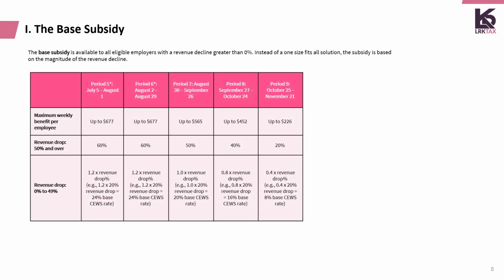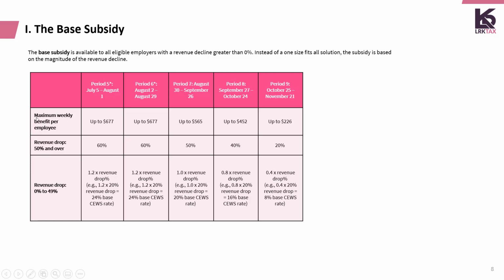To understand the base subsidy, we created a little bit of a table to hopefully clarify how all this works. Again, you want to look at the periods that you're in. This new base subsidy and this new top-up subsidy, and pretty much the new CEWS program, is effective period 5 onwards. So again, we've described period 5. You look at the dates you're paying the wages in that particular period. Using period 5 as an example, you look at the wages paid between July 5th to August 1st.